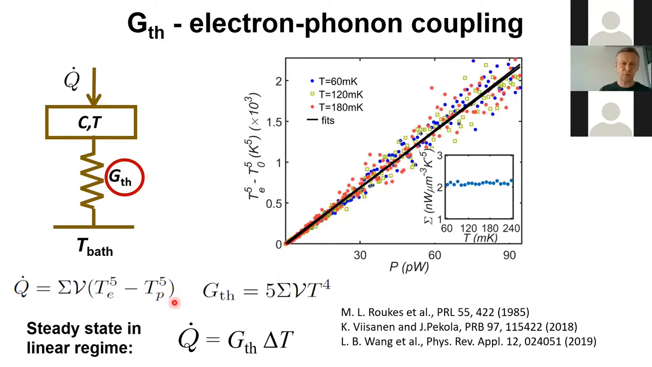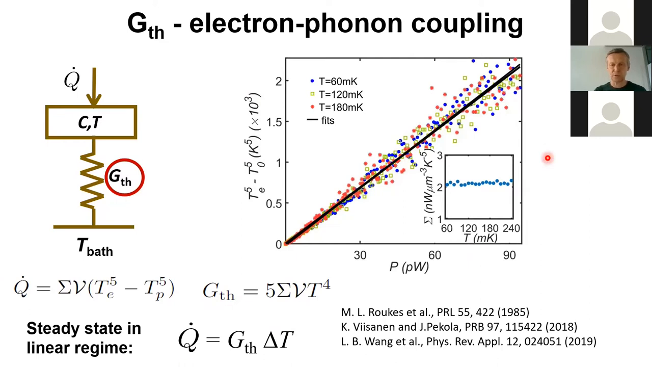And then if you linearize this for small temperature differences, as we usually do if we measure some feeble small heat currents, you have this thermal conductance, which is written down here. So you just take the derivative, and this is the expression for the thermal conductance. Well, this T to power 5 law is very nicely followed.